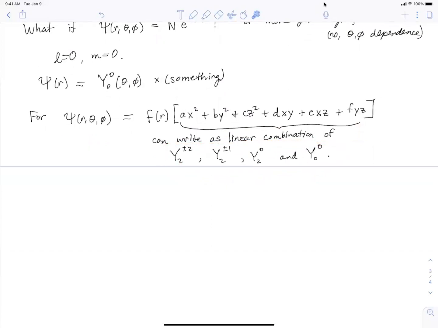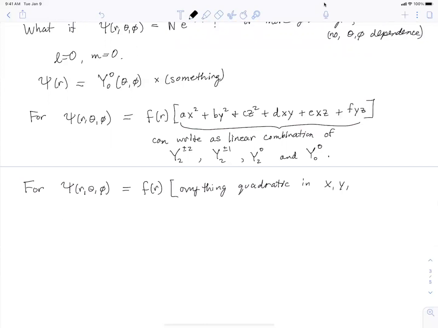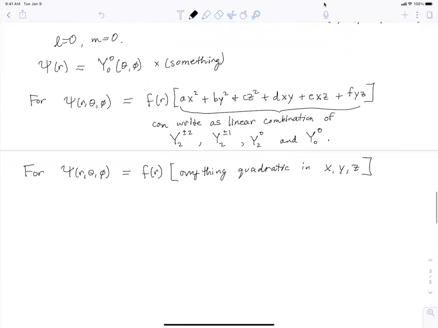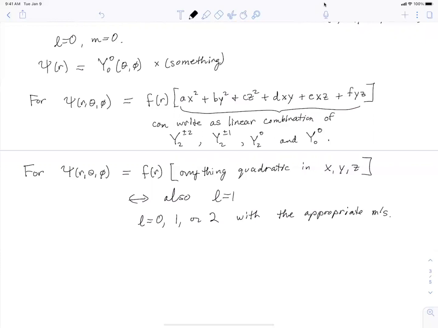For another example, suppose that we do something even more general, and we say psi of r, theta, and phi is some function of r, and then times anything quadratic. That means including linear terms in x, y, and z. Then you would have also L equals 1. And so you would have L equals 0, 1, or 2 with the appropriate m's. So it goes the other way too.